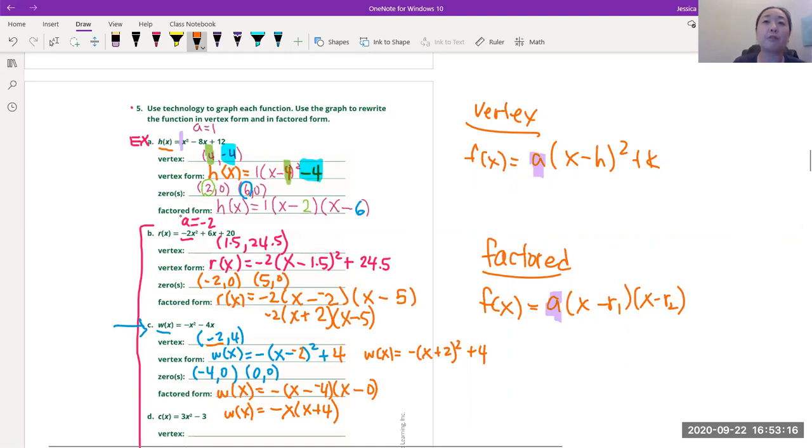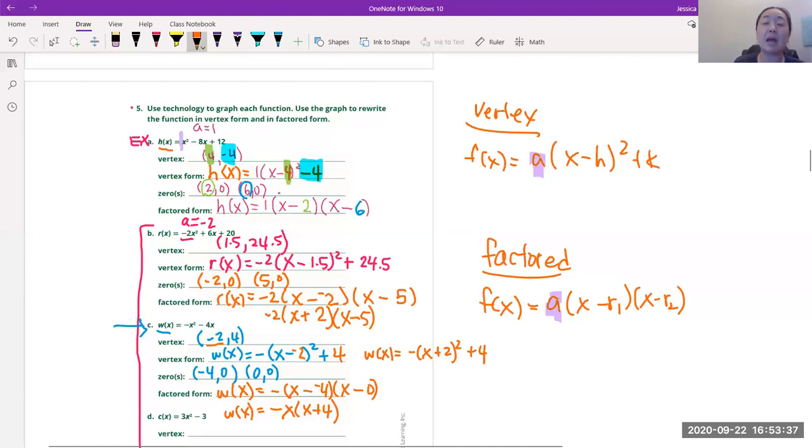Same thing with this number 2, the zeros right here. We got the zeros. For factored form, we need the zeros. We do not plug in the vertices, okay? Because factored form always has to deal with the roots. Always the roots. So we found our roots to be 2, 6. So that's why, again, we have a 1 for the a, because remember the a, same thing, mismo, right?